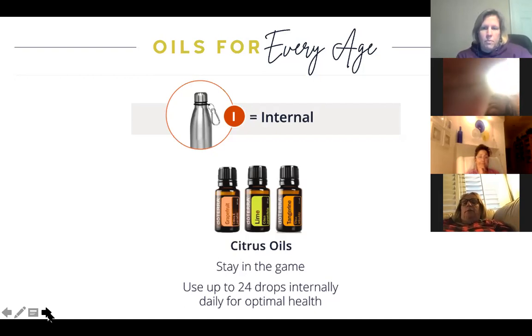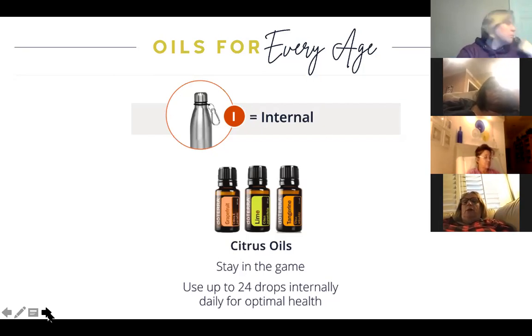So citrus oils are my go-to. I love grapefruit. Grapefruit, lime, tangerine are shown here. Slim and Sassy is another one of my favorites, doTERRA's metabolic blend. But always make sure that if you are using your essential oils internally, that you're not using any more than 24 drops per day. And I will tell you, I use essential oils on the daily, and I don't come anywhere near using 24 drops in a single day. That's a lot of oil that you would be using. So I guarantee you probably won't come anywhere near that.